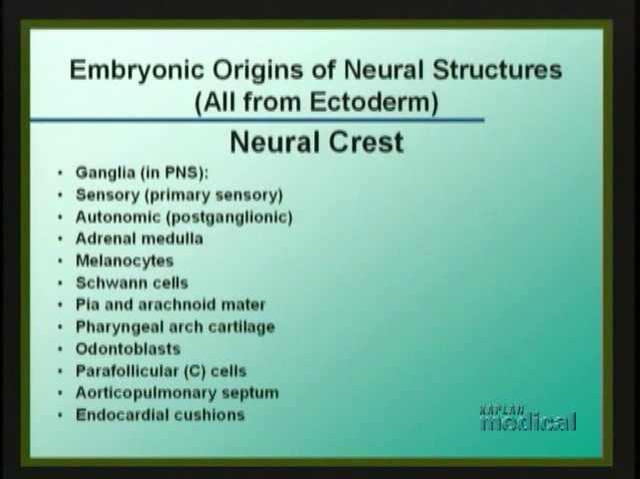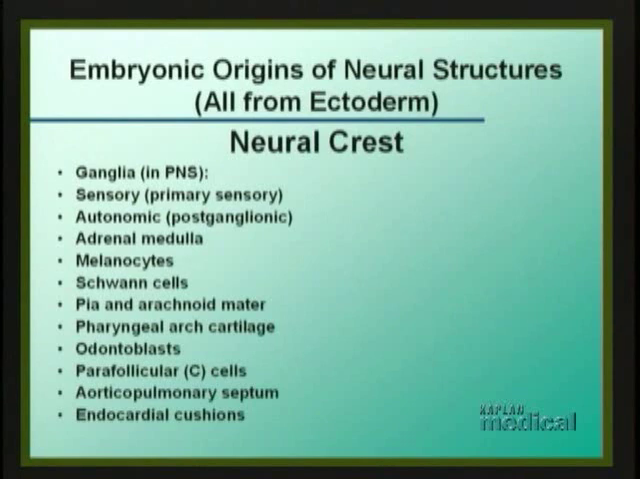Note that the dura is derived from mesoderm. Pharyngeal arch cartilage is derived from neural crest, and pharyngeal arch cartilages are found in some of the pharyngeal arches that help contribute to the development of structures in the face and the visceral part of the neck. Note that virtually all other cartilage is derived from mesoderm as well. Odontoblasts form dentin in the teeth. Parafollicular cells are endocrine-producing cells that migrate into the thyroid gland and secrete calcitonin. And as you can see down below, the last two terms indicate that major components of the developing heart, the aorticopulmonary septum and the endocardial cushions, also develop from migrating neural crest cells.